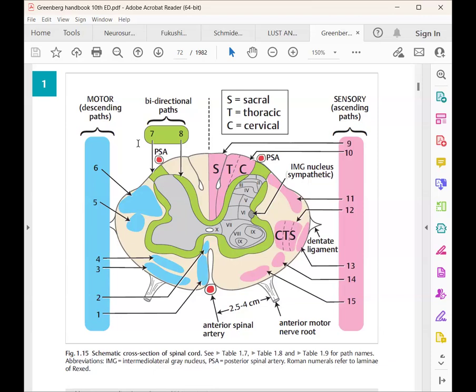Now, in order to understand these sensory pathways, we have divided them into three groups. So we'll go one by one. The dorsal column is taking all the fine touch, pressure, proprioception.